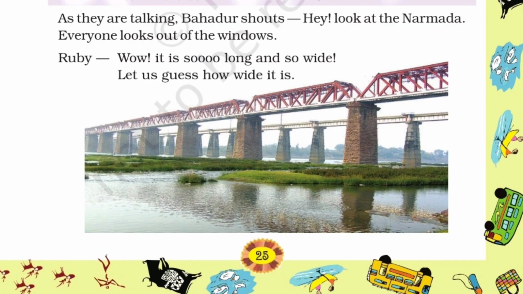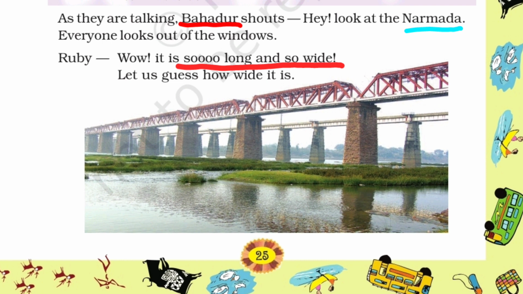As they are talking, Bahadur shouts, hey, look at the Narmada. Everyone looks out of the windows. Ruby says, wow, it is so long and so wide. Let us guess how wide it is. So on the way to Bhopal, on the top of the bridge, they looked at the Narmada river and they were so excited after looking at the very big river.